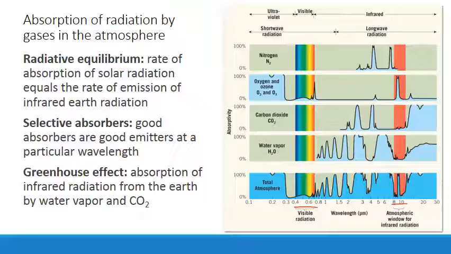Although the atmosphere is an effective absorber of radiation emitted by the Earth's surface, it's nevertheless quite transparent to the band of radiation between 8 and 12 micrometers.